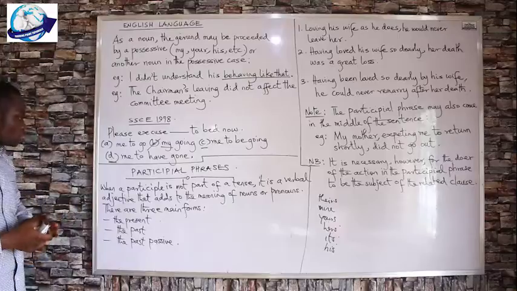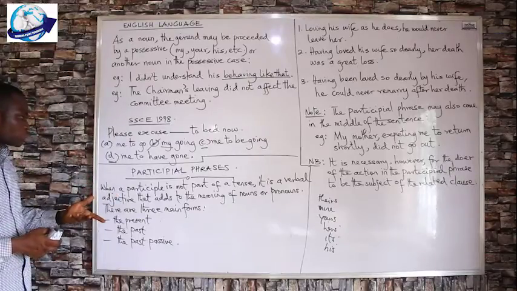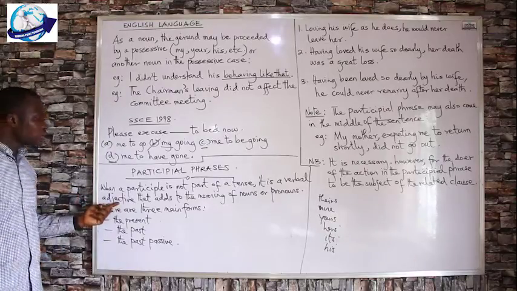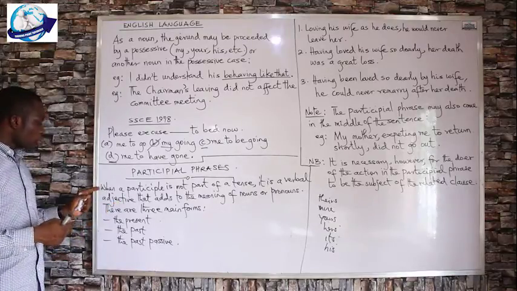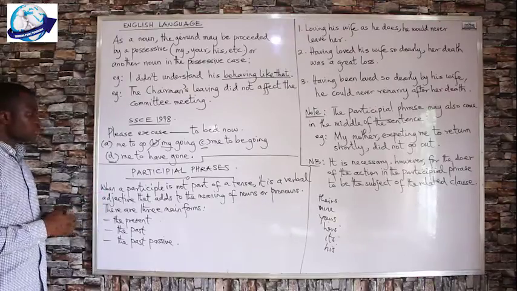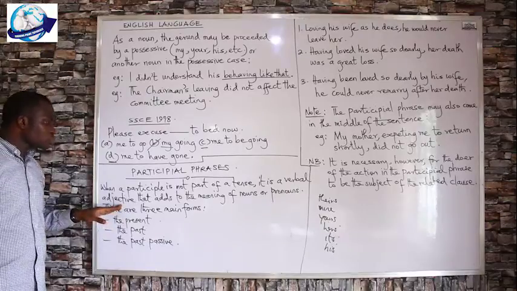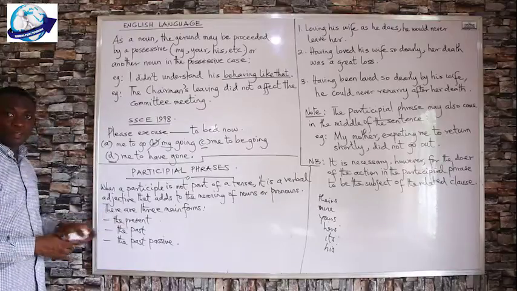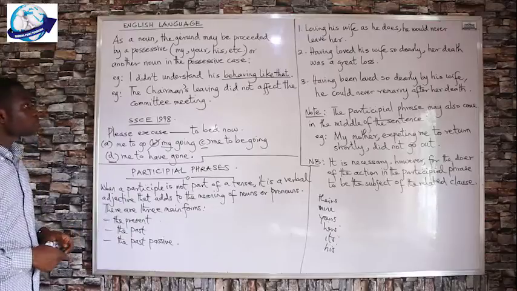Now we want to quickly look at the participial phrases. When a participle is not part of a tense, it is a verbal adjective that adds to the meaning of noun or pronouns. I repeat that, when a participle is not part of a tense, it is a verbal adjective that adds to the meaning of noun or pronouns. And there are three forms of it. We have the present, we have the past, and the past passive.